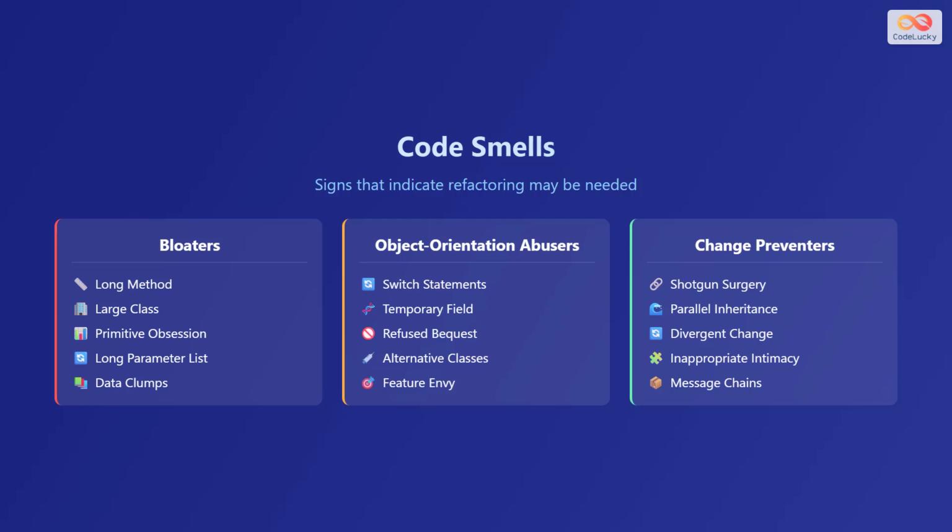Second type is object orientation abusers. These smells indicate that object-oriented principles are not being properly applied. Examples include switch statements, temporary field, refused bequest, alternative classes, and feature envy. Third one is change preventers. These smells make it hard to modify or extend the code. Examples of these are shotgun surgery, parallel inheritance, divergent change, inappropriate intimacy, and message chains.